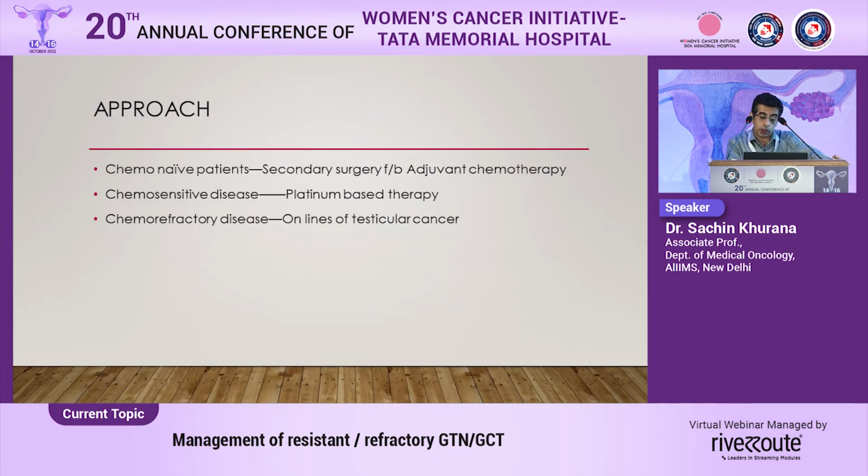So how to approach them? If the patients have been chemo naive, that means they have been treated only with surgery in the first line and no adjuvant chemotherapy was given, and if the disease is resectable, offer secondary surgery followed by adjuvant chemotherapy in the form of BEP. And if it has relapsed after chemotherapy and is chemosensitive disease, just offer a platinum-based therapy. In chemo-refractory disease, again it will be on the lines of testicular cancers.